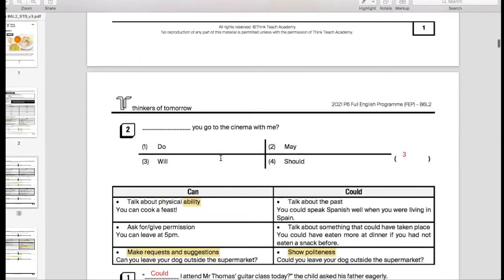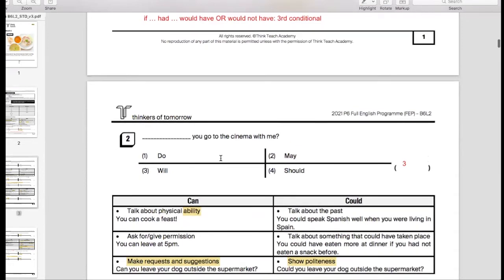The next one, of course, is can and could. When you use can, and when you use could.